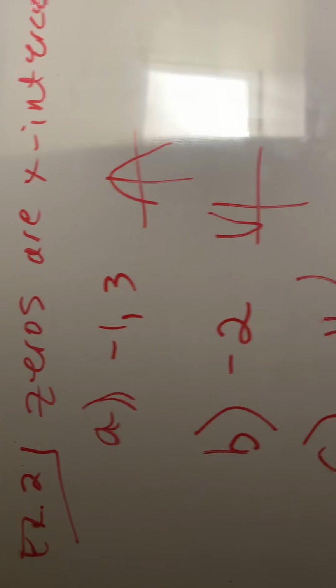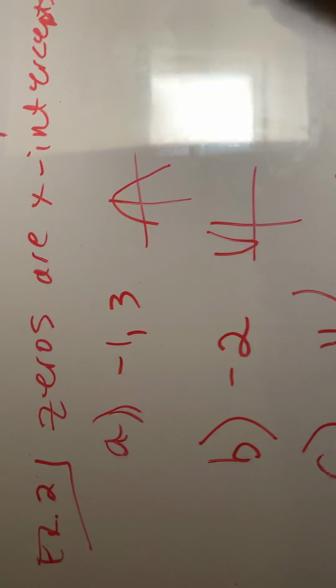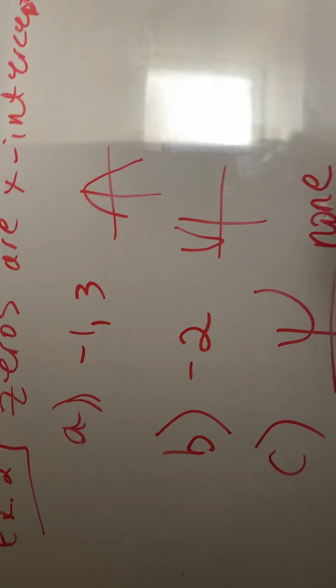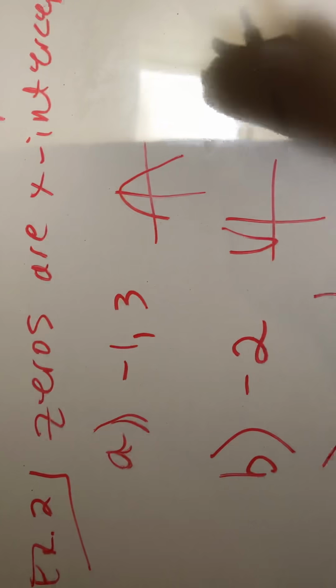Okay, so that's how you get x-intercepts from a graph. You just look at it, that's how you get zeros from the graph. You just look at the x-intercepts. You look at where it crosses the x-axis, okay?